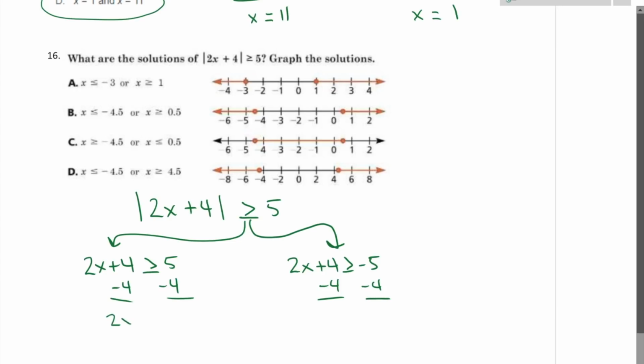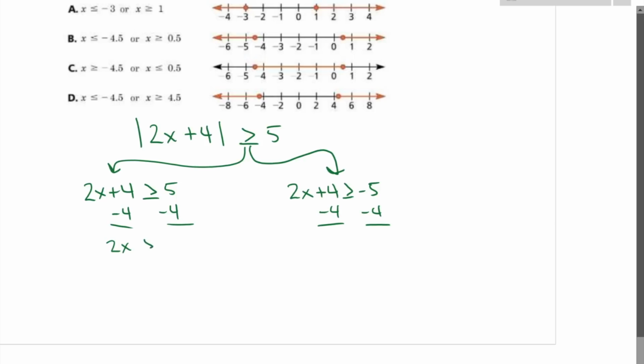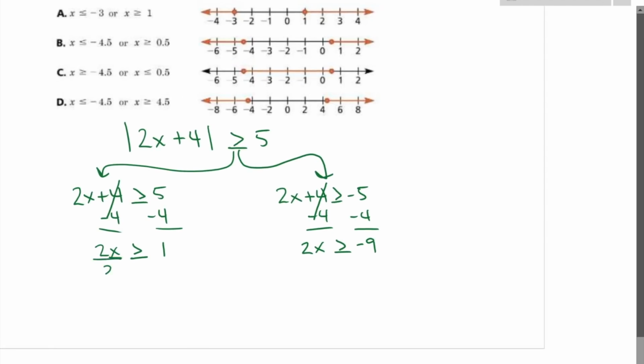Drop down your 2x, less than or equal to 5 minus 4 is 1. Cross out your 4's. Drop down your 2x again on this side, greater than or equal to negative 5 minus 4. That means you owed somebody $5. You asked for more money, meaning you owe them $9 this time. All right, divide by 2, because a number and a variable next to each other means you're multiplying. Cross out your 2's. X is less than or equal to 1.5, or 1/2, or 0.5.